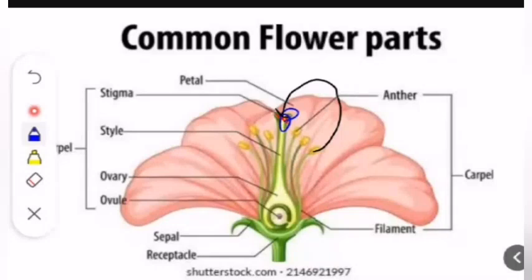So I gave us four steps. Number one is pollen grains landing on the stigma. Number two, the growth of the pollen tube. Number three, the pollen tube eventually makes contact with the ovary. Then number four, fertilization occurs.